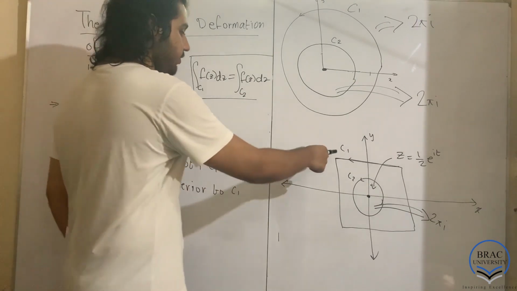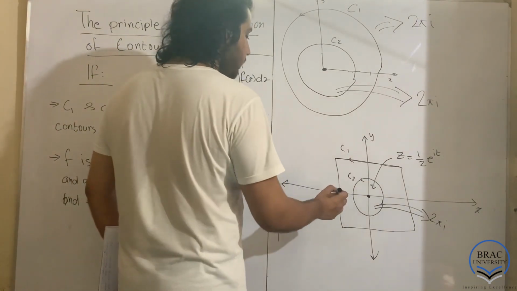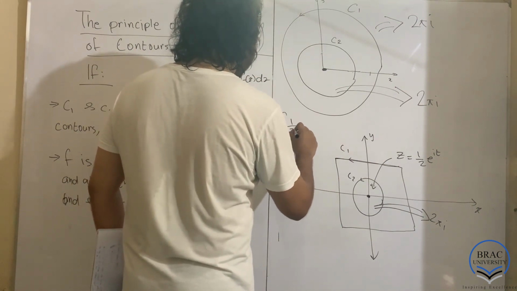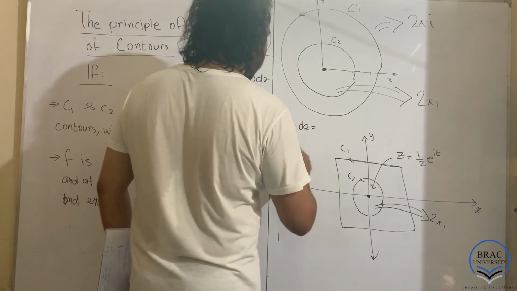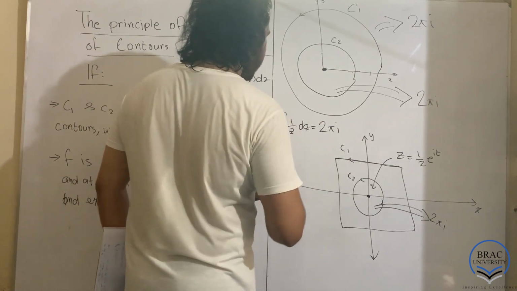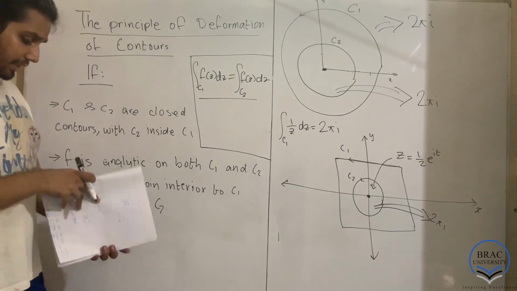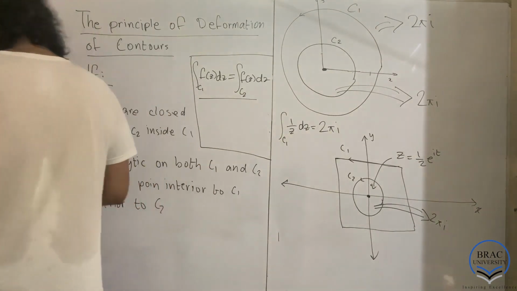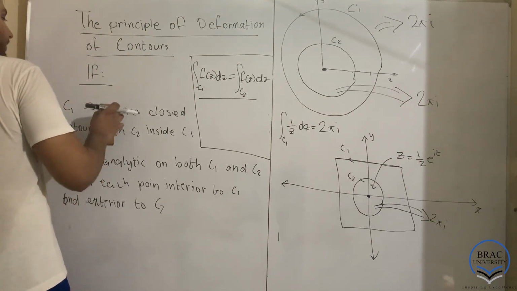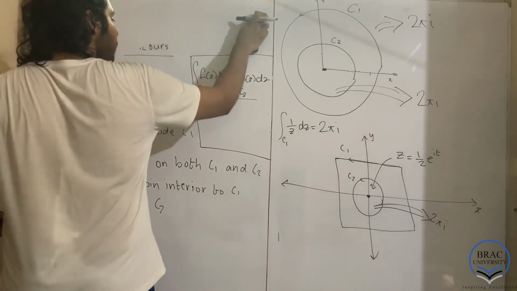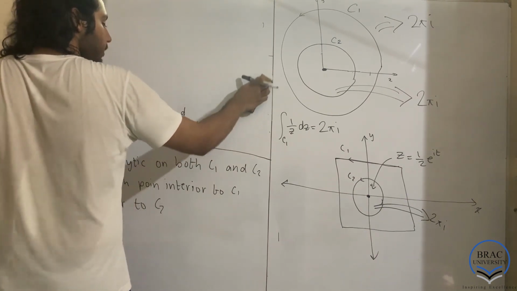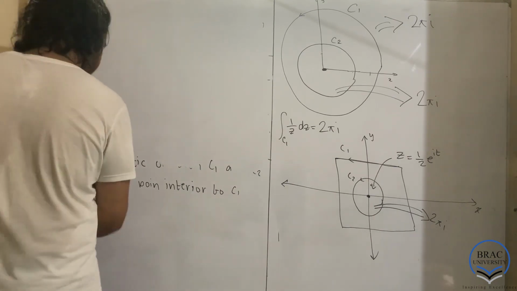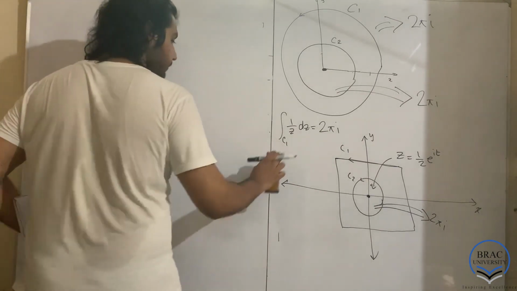So the integral around C1 would also yield you 2 pi i, as in the integral over C1 of f of z, 1 over z dz, will also yield you 2 pi i. Okay? So this is how you use these two contours in the principle of deformation. Now let's delve a little deeper, and this would act as a precursor to the following concept known as multiply connected domains.